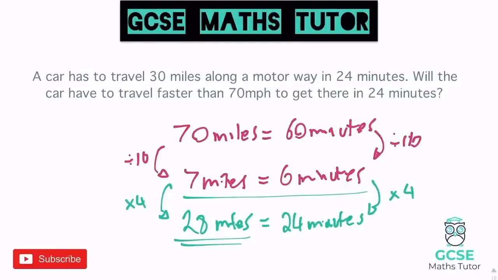And the question said a car has to travel 30 miles. So it's not actually going to be able to make that 30 miles in 24 minutes, it's only going to be able to go 28 miles. It would have to go over 70 miles an hour. So I would make obviously that statement no. Okay, it's only going to go 28 miles, or it's not going to be able to do it at that sort of speed.